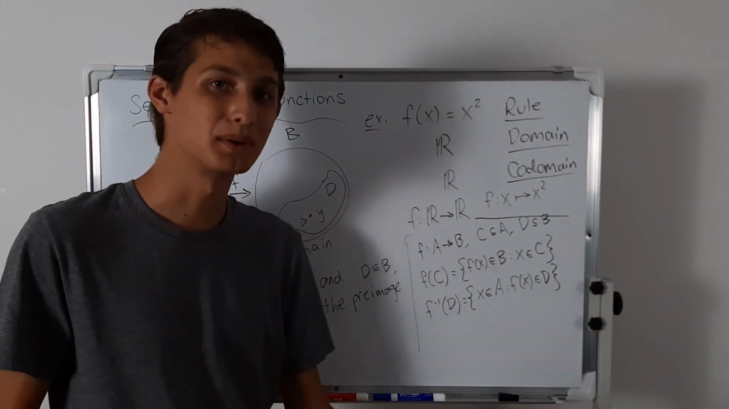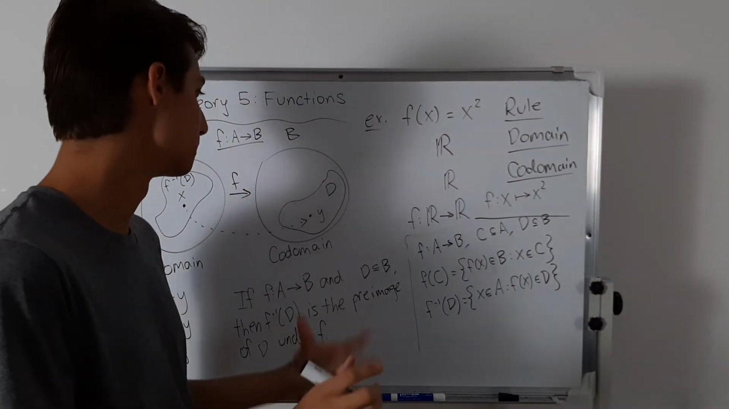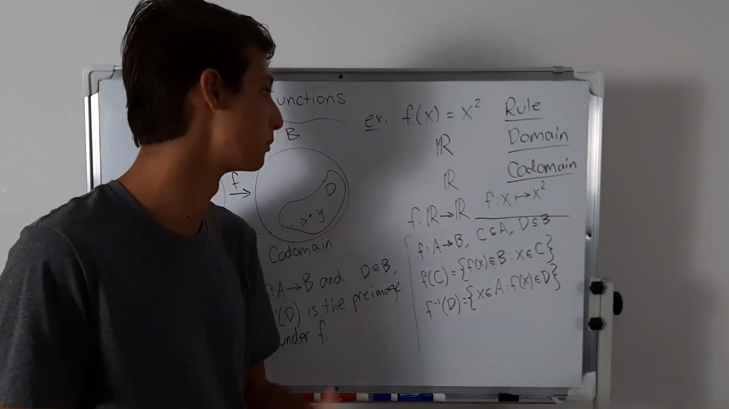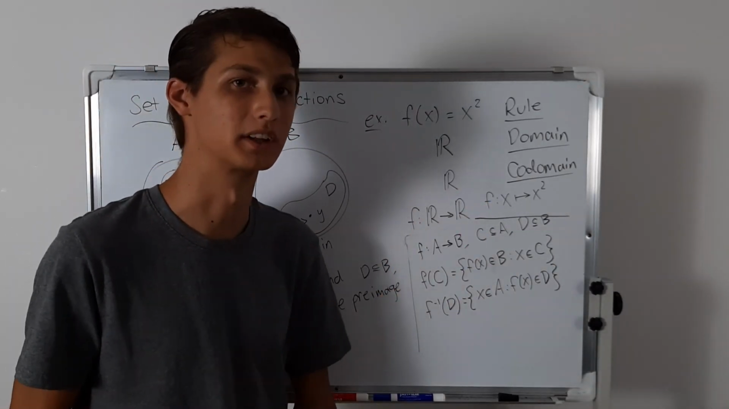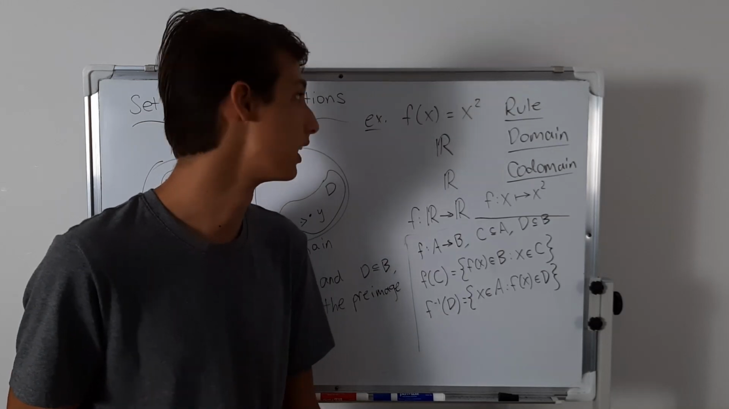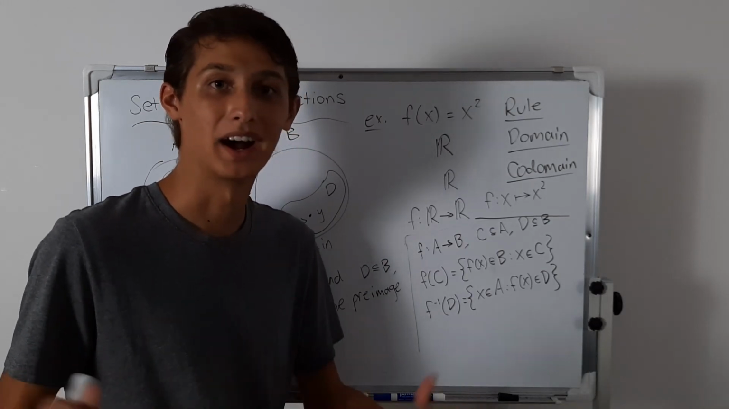But that's basically all I wanted to say about these. I didn't give too many examples, but I think you can see from the one example I gave of f of x equals x squared. I hope you guys enjoyed.